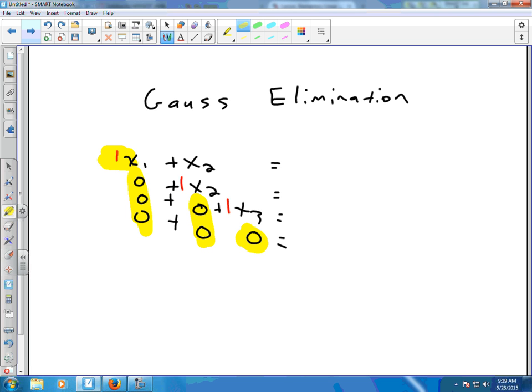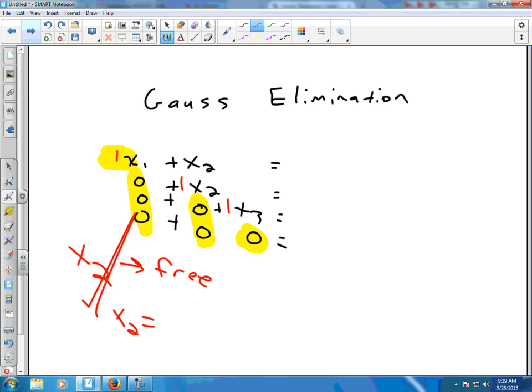Now, as you work through homework, you might have something a little different occur. You might have one where you don't have a pivot in the second column. If you don't have a pivot in your second column, that would make that variable a free variable. So when they ask you to describe your solution set, instead of being a specific number, that variable could be any possible number.